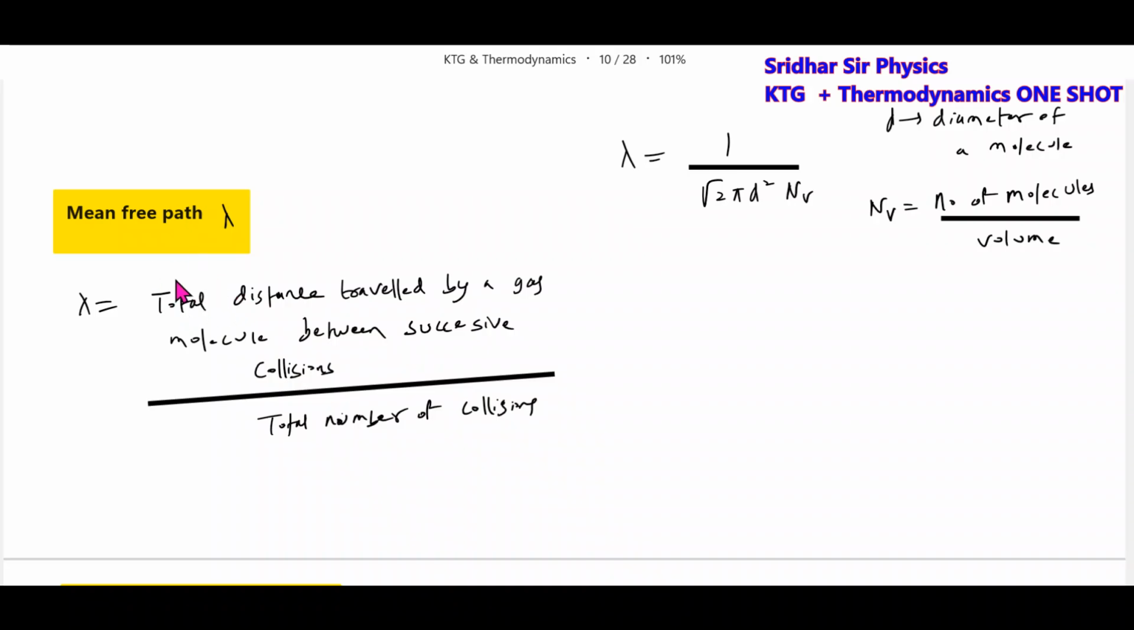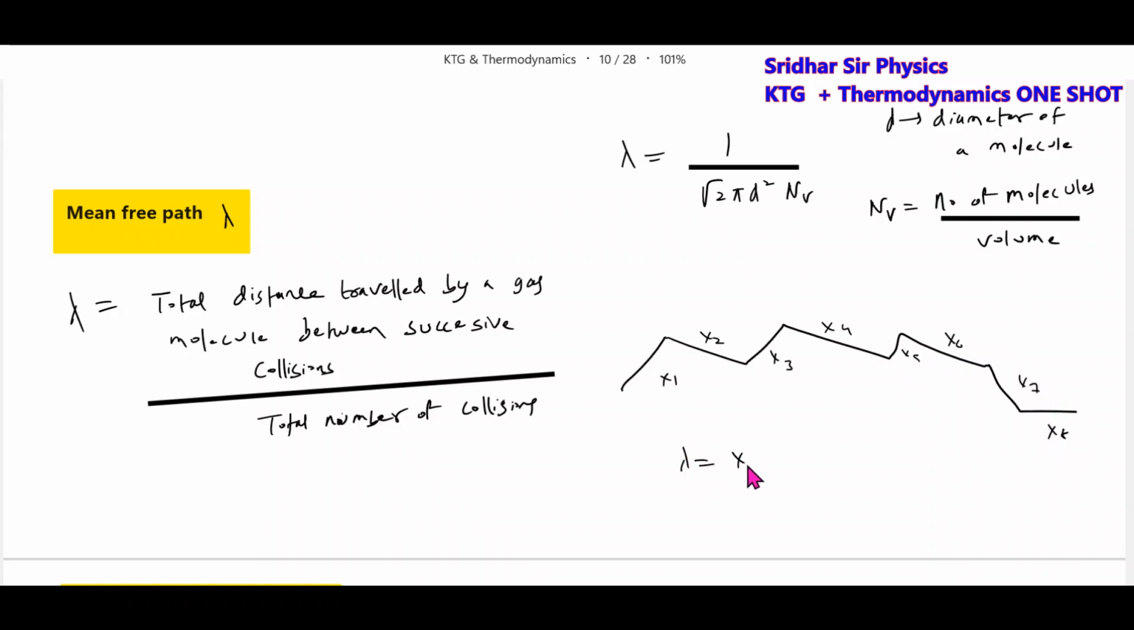Next we have the mean free path. It is the total distance traveled by a gas molecule between successive collisions divided by the total number of collisions. This particular thing we can call the mean free path. Suppose a gas molecule will collide. It will move a distance x1, x2, x3, x4, x5, x6, x7, x8. Then lambda will be defined like this: x1 plus x2 and so on up to xn, by the total number of collisions.